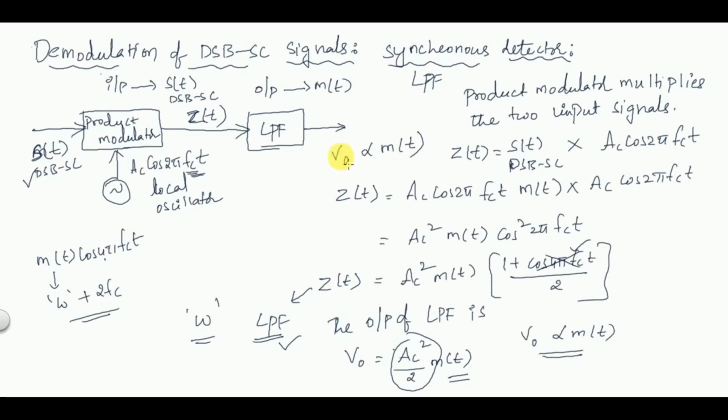Thus we can say that a DSB SC signal can be demodulated at the output of this synchronous detector. That is, the output is proportional to the message signal.